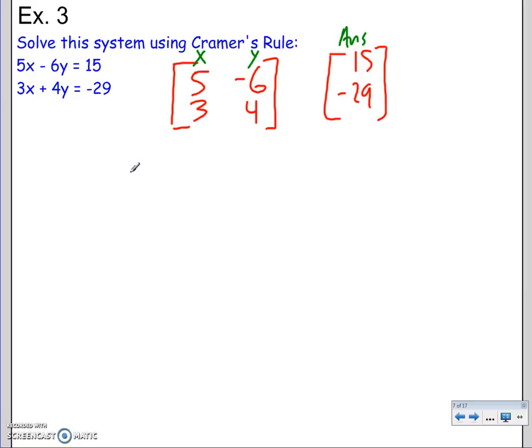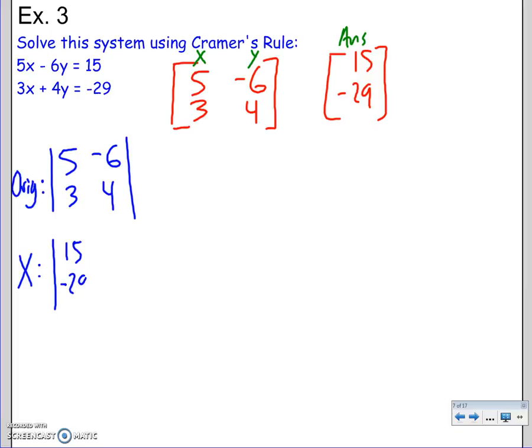So here's our original, right? 5, negative 6, 3, 4. That's our original. If I want the x answer, I need to replace the x column with 15, negative 29, and leave the y column alone. If I want the y answer, instead of changing the x column, I'll leave the x column alone, 5, 3, and change the y column with the answers, 15, negative 29. So we have to find 3 determinants here, which isn't hard.